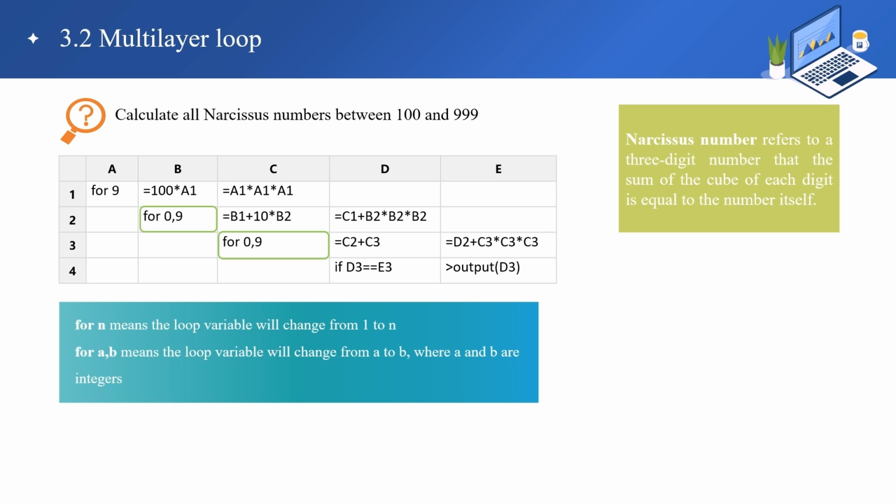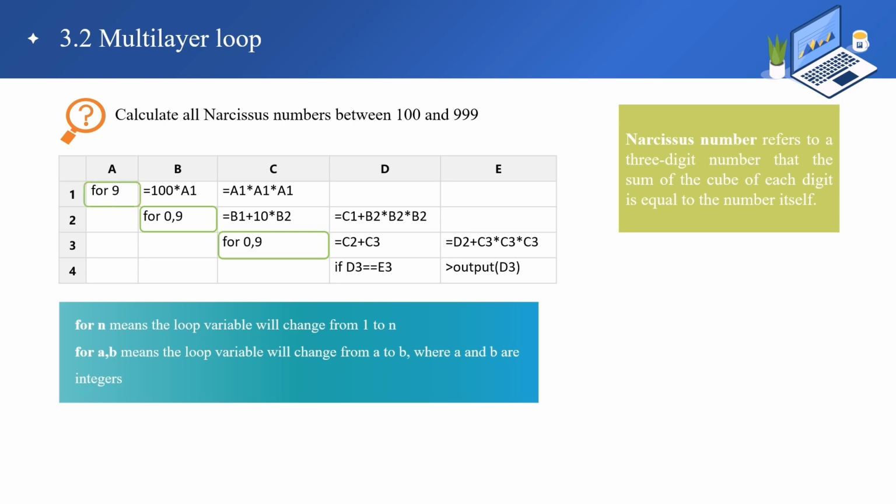Usually, the statement for n means that the loop variable will change from 1 to n, but sometimes we want to change the start and end values. We can also write the loop statement as for a..b, which means that the loop variable will change from a to b, where a and b are integers. If b is greater than a, the value of loop variable will be a plus 1, until b, and the number of cycles will be b minus a plus 1 in total. If b is less than a, the value of loop variable will be a minus 1, until b, and the number of cycles will be a minus b plus 1 in total.